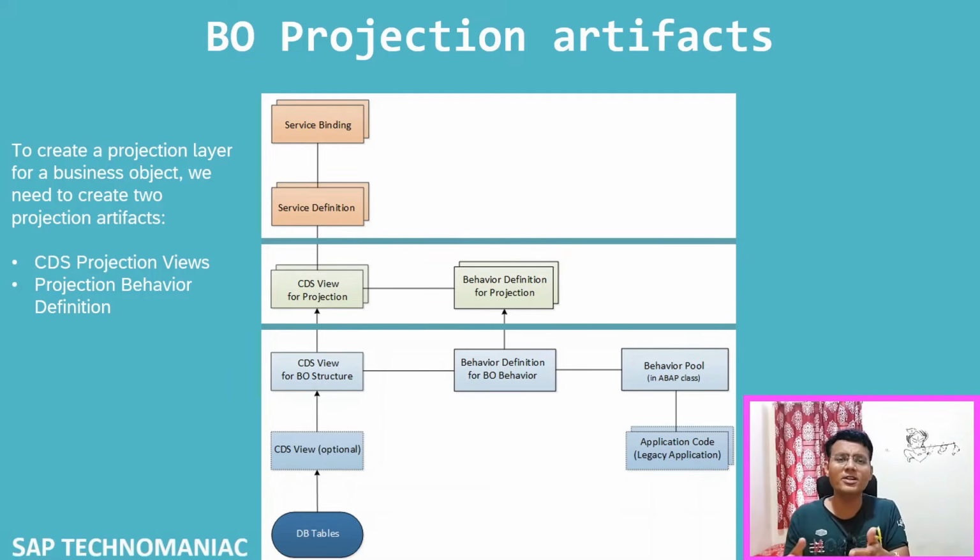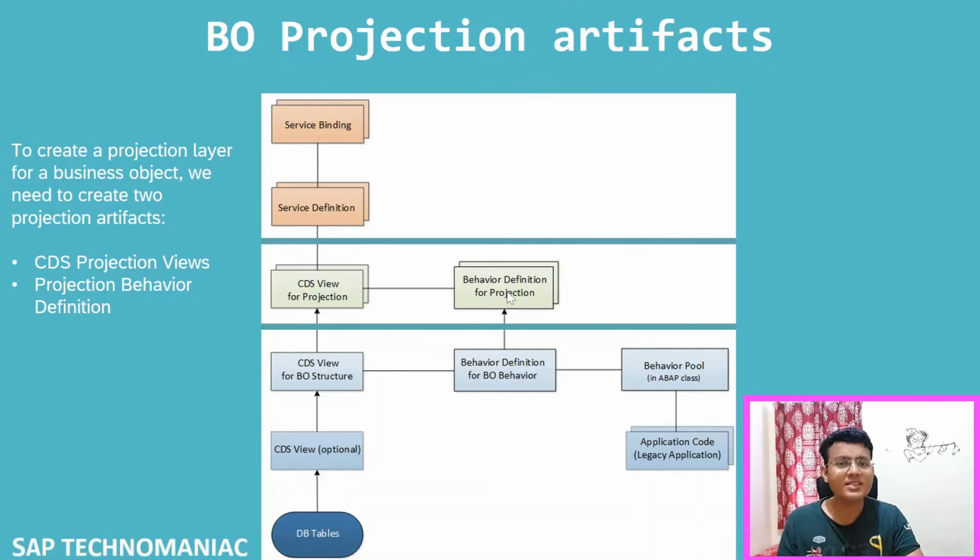In the base BO there might be more fields, but in the projection BO it can be a lesser number of fields, because whatever you want to consume, you will define in your CDS projection views. And the behavior definition for projection, again we will just define what behavior you want to consume as part of the service. In your base BO, all things might be available: create, update, delete, modify, read, everything. But you want to do only the read and modify in this particular service. So you have to define only read and modify in this projection behavior definition.